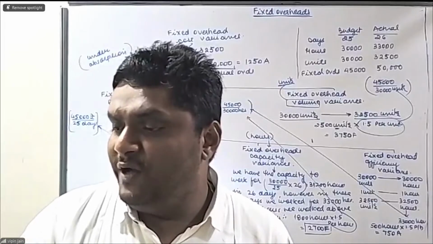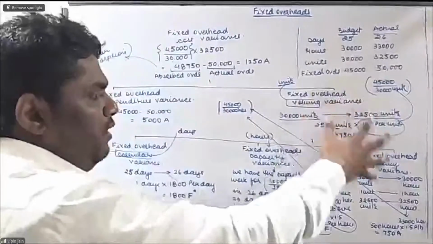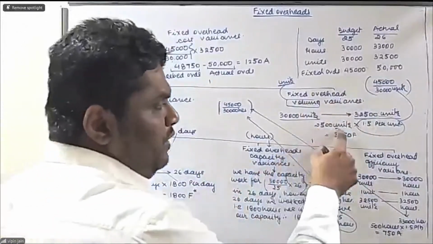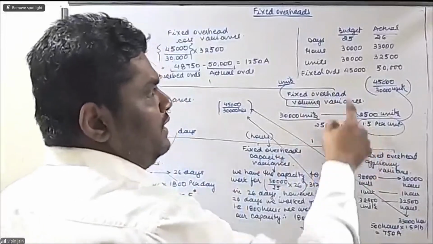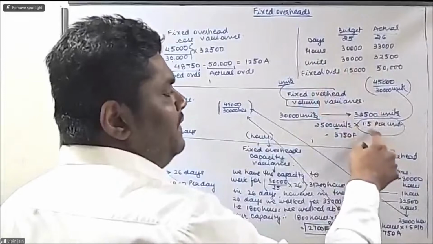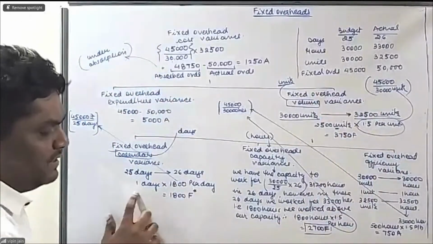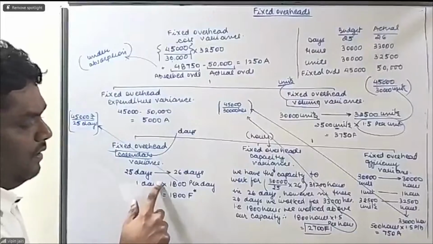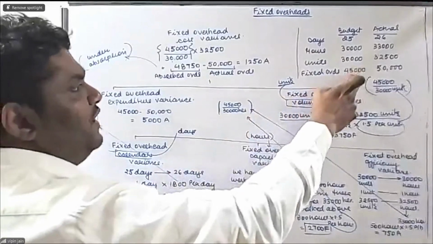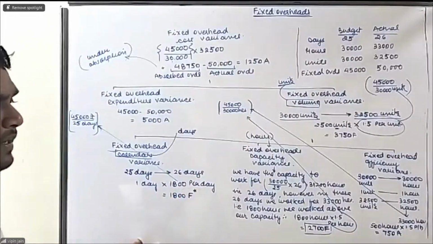Sir, please explain the 1.5 multiplication, I did not understand. So see, here and from here onwards, I am taking the budgeted rate only. Since it is units, I am taking the rate per unit. So 45,000 overheads for 30,000 units, so per unit rate will be how much? 1.5. Herein it is days. It is 1 day, so I'm taking the budgeted rate per day, that is 45,000 divided by 25. I'll get the rate per day, that is 1,800 per day.